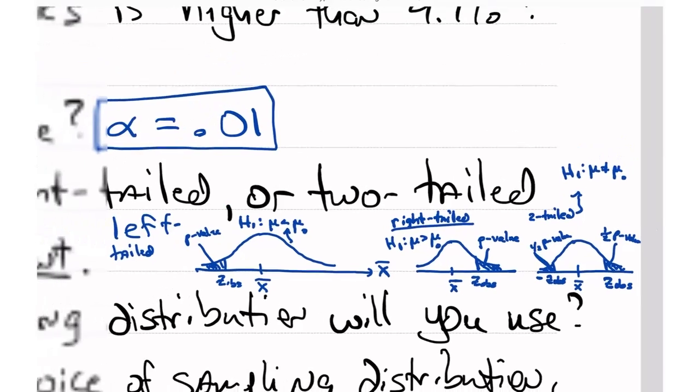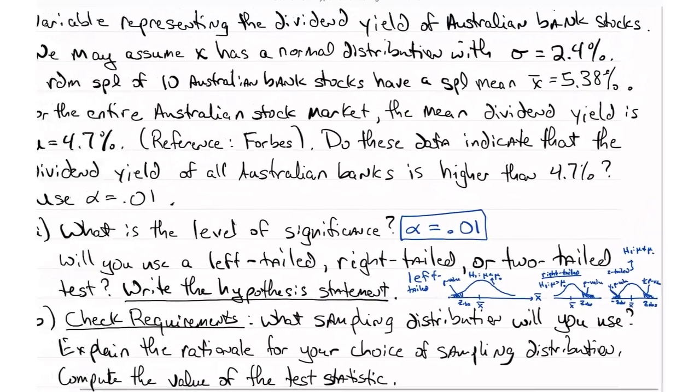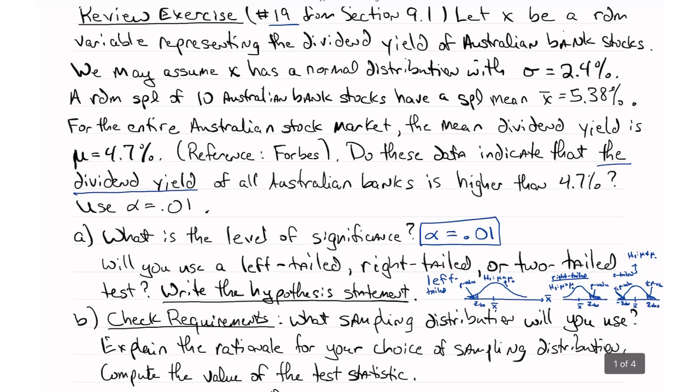And so what we do is we go and find our claim in the problem, because it's always going to be in the problem. And the claim turns out: do these data indicate that the dividend yield of all Australian banks is higher than 4.7%? So it says higher. That means larger. That means bigger. So because we're looking at bigger, that's going to be a right-tailed test.